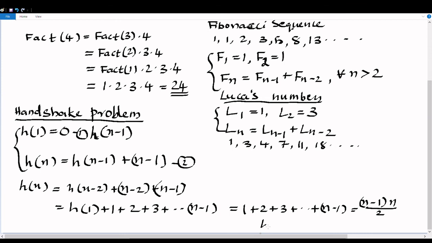Suppose there are 10 persons at a party, then h of 10 will be equal to n minus 1, that is 9 into 10 by 2, which will be equal to 45. So the total number of handshakes is 45. n minus 1 into n by 2 is the explicit formula to find the total number of handshakes when n persons are there.